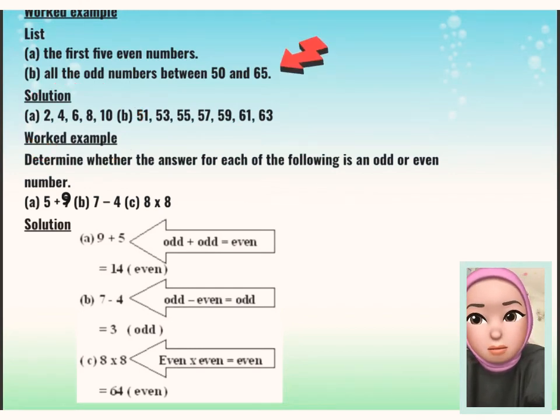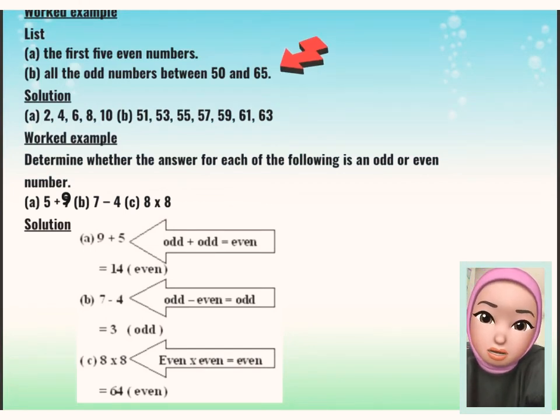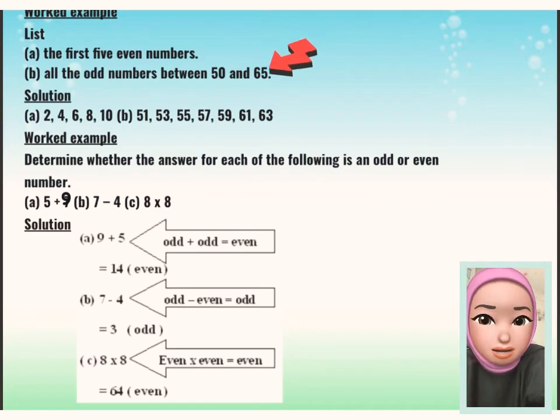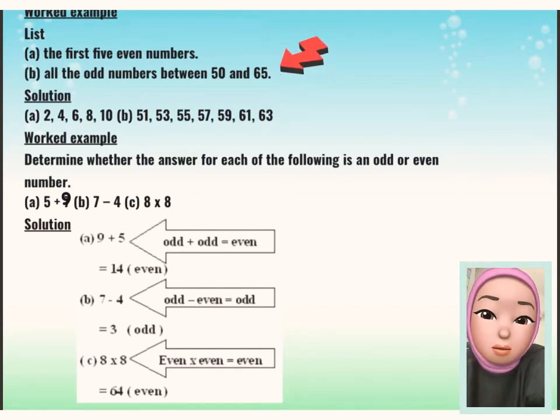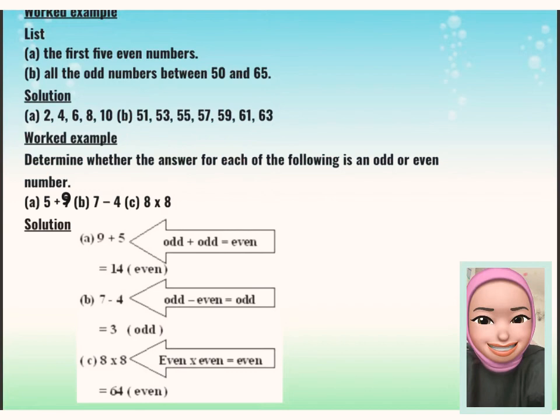And for B, list all the odd numbers between 50 and 65. So you need to find the odd numbers between 50 and 65. Does it include 50 and 65? No, because it says between. So the numbers will be 51, 53, 55, 57, 59, 61, and 63.